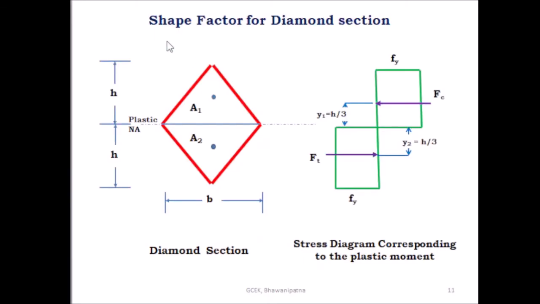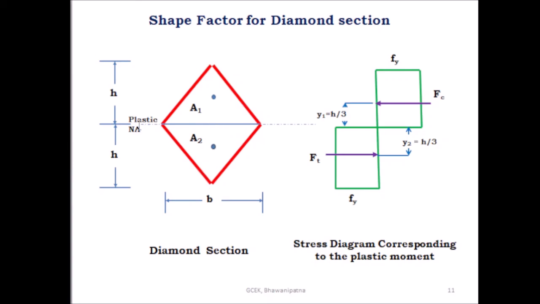Then coming to how to find out the shape factor for the diamond section. So this is the diamond section. So here these are two triangles. When we join the two triangles, that becomes the diamond. So here this is one diagonal, this is another diagonal. This diagonal width is b, and the height of this triangle is h, and the height of this triangle is also h.